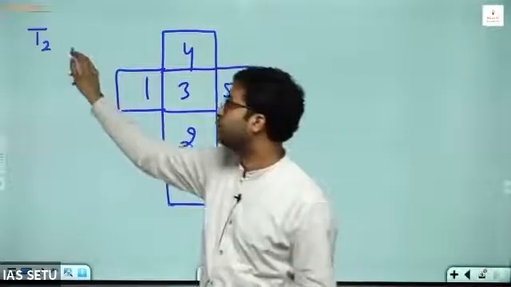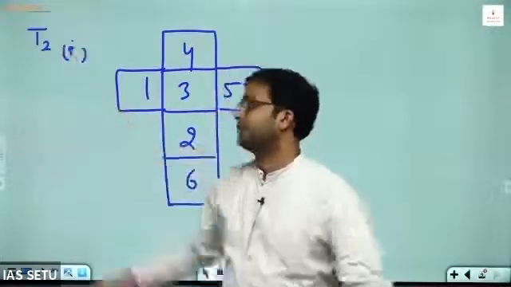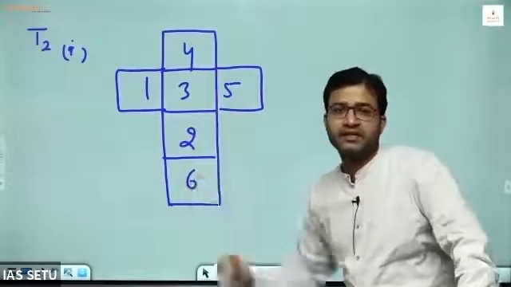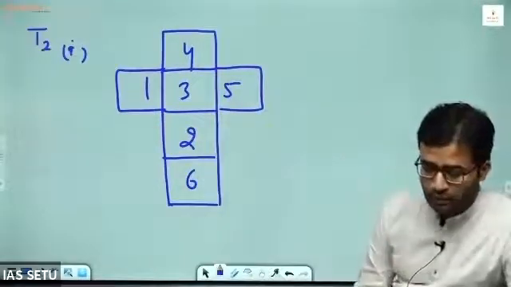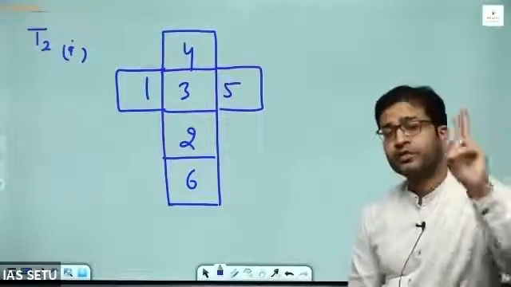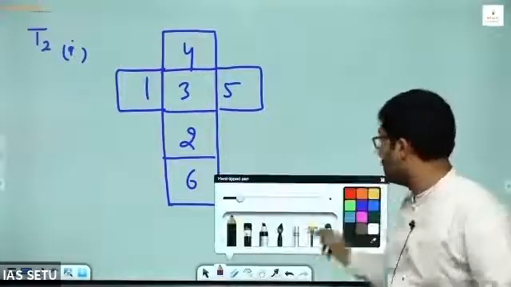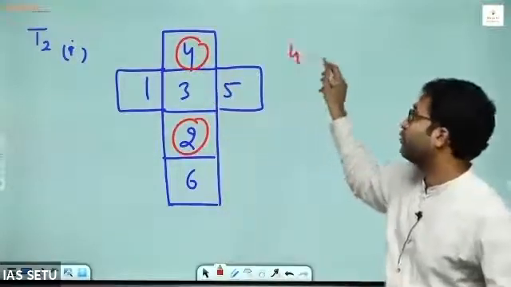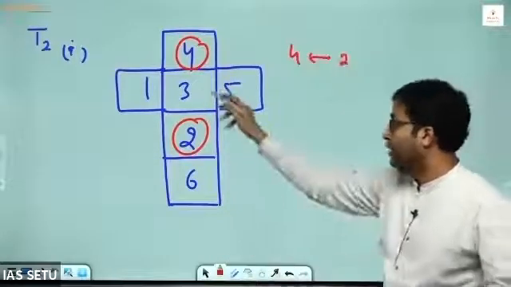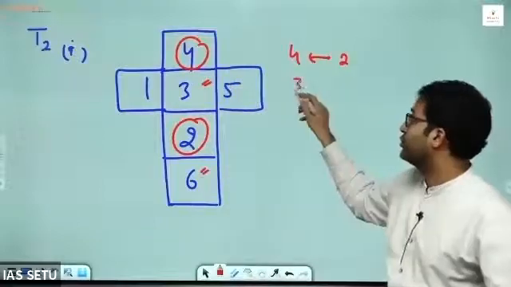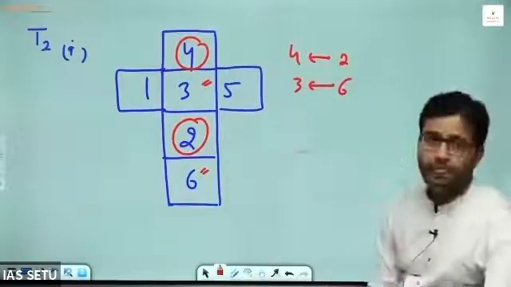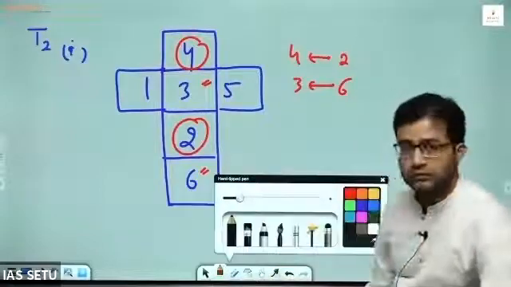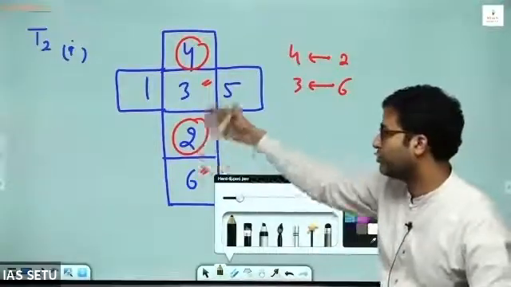You can say type 2 subpart 1. Okay, in a column 4 faces, one on left hand side, remaining one on right side. First thing, we use our type 1 concept. So in this column 4 and 2 alternate, so we can say 4 is opposite of 2. 3 and 6 alternate, so 3 is opposite of 6. Yes, 4 and 2, 3 and 6.